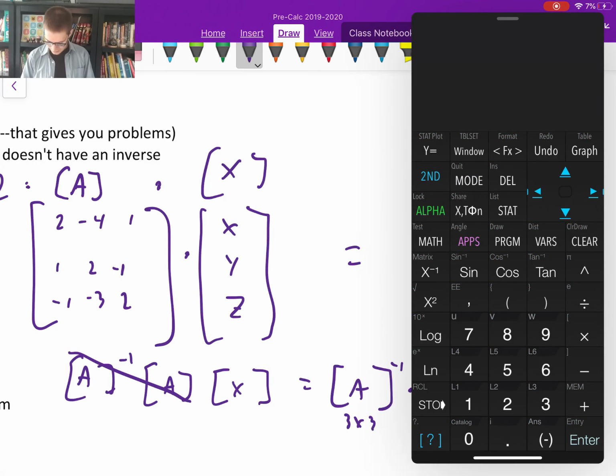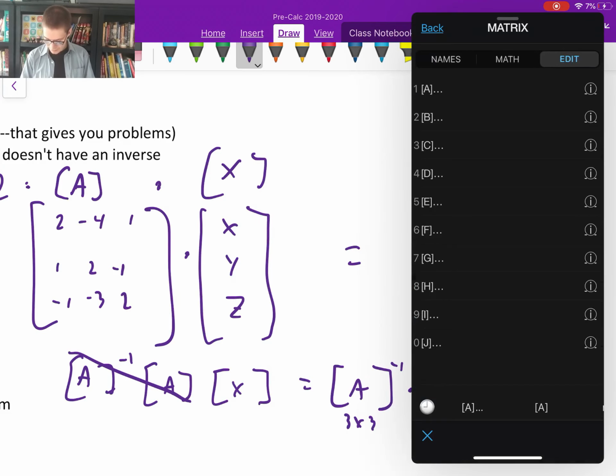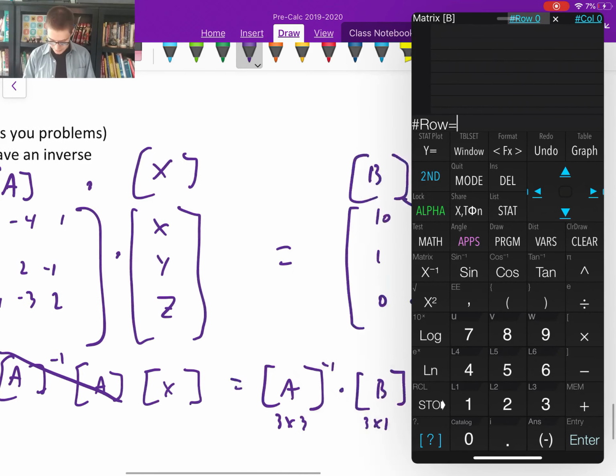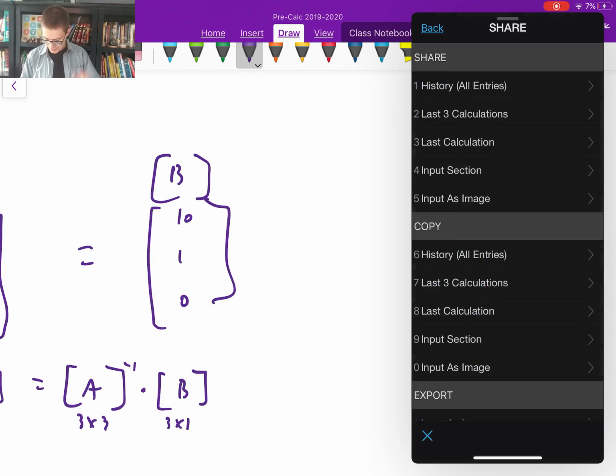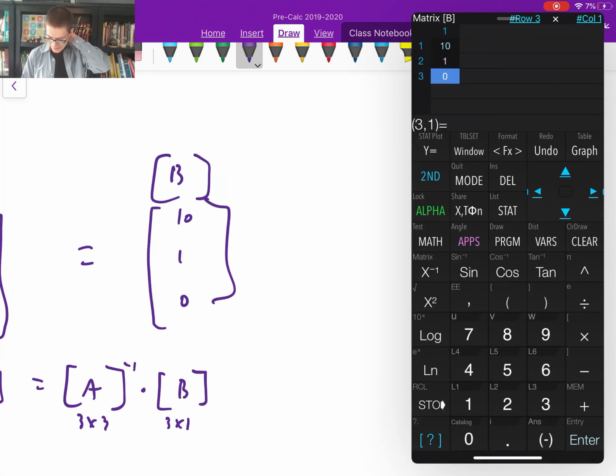It's in. So I'll go back. I'll edit B, and I'll make matrix B. I'll get, let's see, that's a 3 by 1 matrix. So it's a 10, 1, and 0. I'll quit out of that. It kind of automatically saves. Once you press the enter key, it's kind of one of those auto-save things.